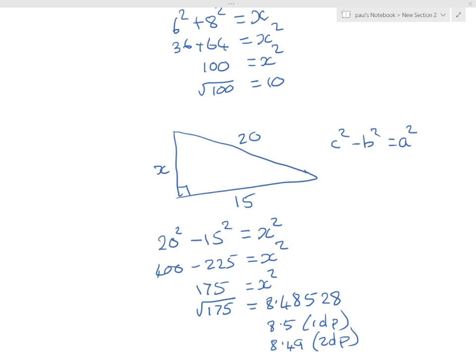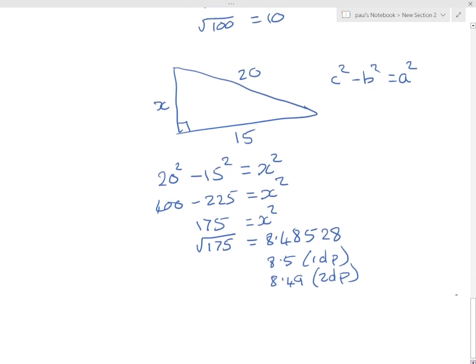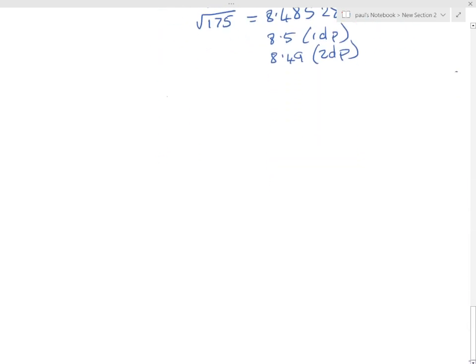I don't know whether we've got another one of these. Yeah, let's find the one at the bottom now. So we found the one over the left, so let's find the short one at the bottom. So here's our triangle, and now we're going to find the bottom one.